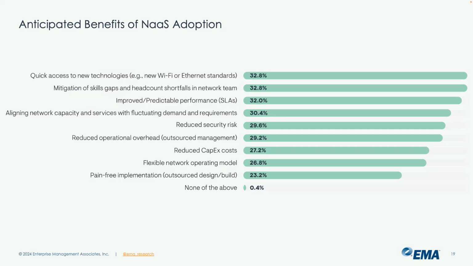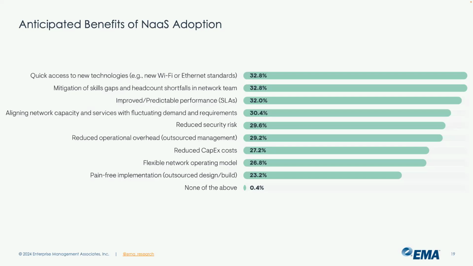Mitigation of skills gaps and headcount shortfalls in the network team. I see in my research over and over again over the last few years that it's just really hard to hire people with network engineering skills. And actually, we're going to cover that in a second in a dedicated slide. Improved predictable performance SLAs. If you get your SLAs right when you're talking to a NaaS provider at the beginning, you're going to hopefully see better performance, and you'll have someone to hold accountable for it if things don't go as planned, and you'll get compensated for your pain.